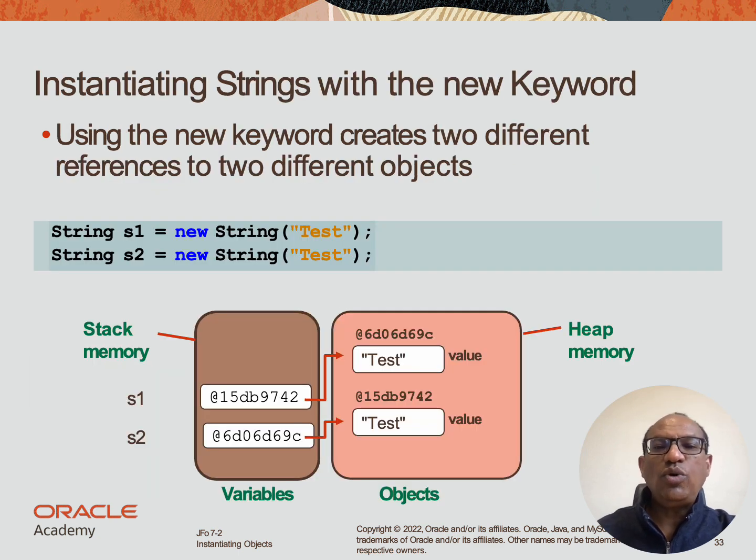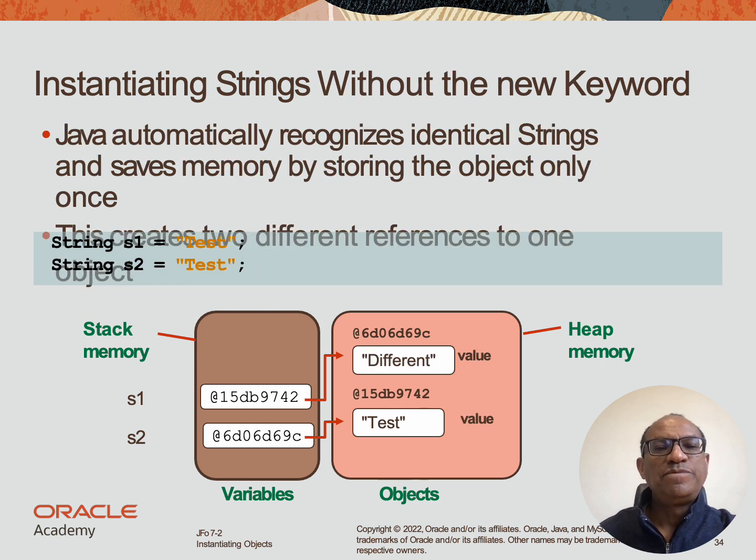With new, you get two objects. String s1 = new String("test"). String s2 = new String("test"). Different memory addresses. s1 == s2 is false. Without new, Java optimizes. String s1 = "test". String s2 = "test". Same object in memory. So s1 == s2 is true.